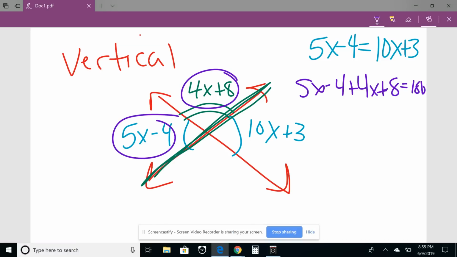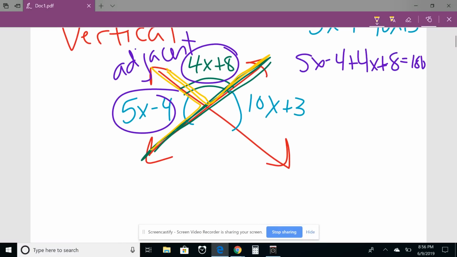So we talked about complementary, talked about supplementary. These are also called adjacent. Adjacent meaning right next to each other. This angle right here, the 5x minus 4 angle, shares a common side with the 4x plus 8. So they are adjacent. Adjacent angles are never going to be vertical.